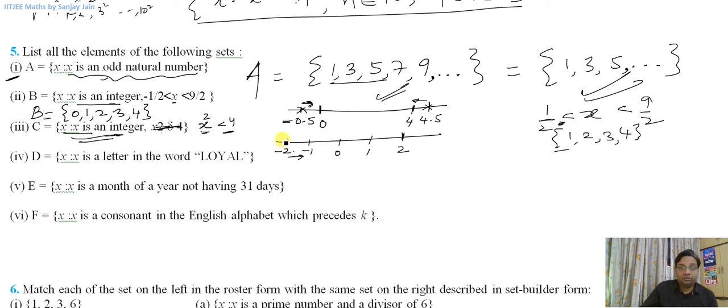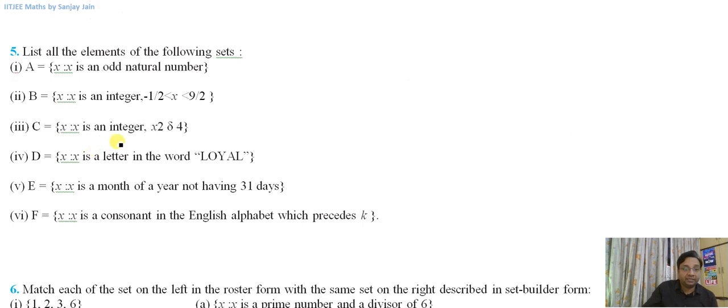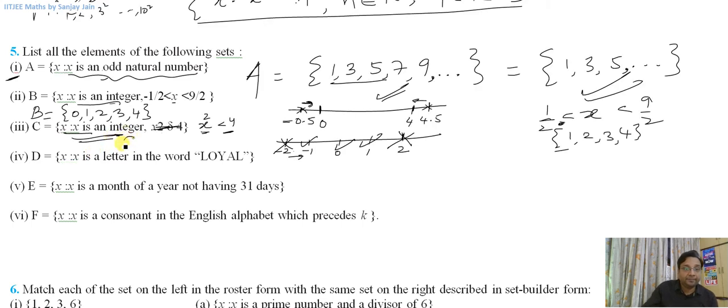So minus 2 squared is 4, which is not less than 4, it is equal to 4. So it is not an acceptable answer. Similarly, this is not an acceptable answer. Only these 3 integers are acceptable to me as my answer. So set C is equal to {-1, 0, 1}.